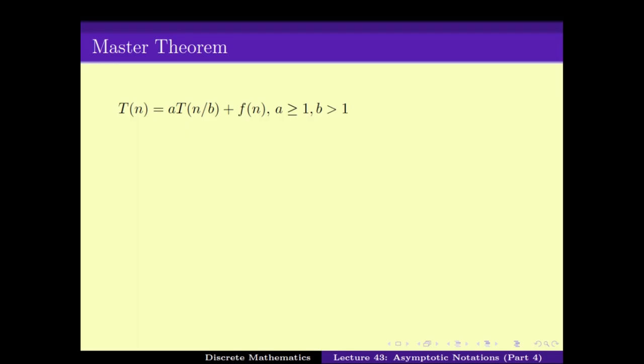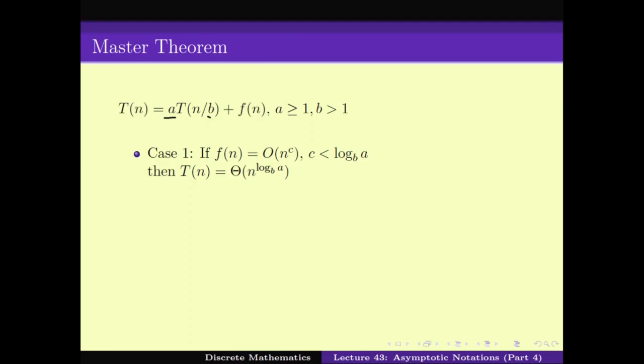The master theorem says that if I have a term of the form tn equals a times t of n over b plus fn, where fn is some function of n, say n squared, n cubed, n log n, 2 power n and something like that, and if a is greater than or equal to 1 and b is strictly greater than 1, then, first case, if fn is big O of n power c, where c is less than log a base b, where a and b are these two numbers, then tn is theta of n power log a base b.